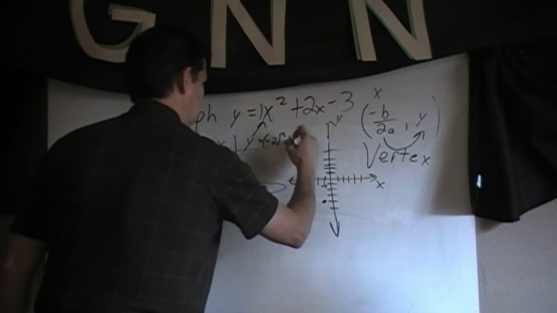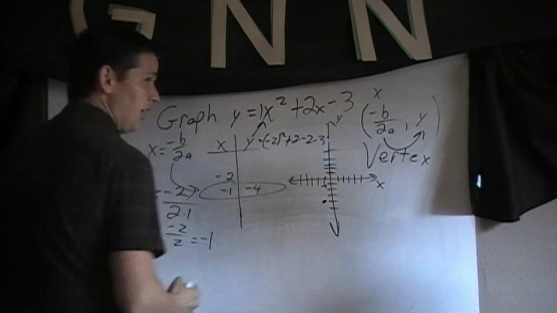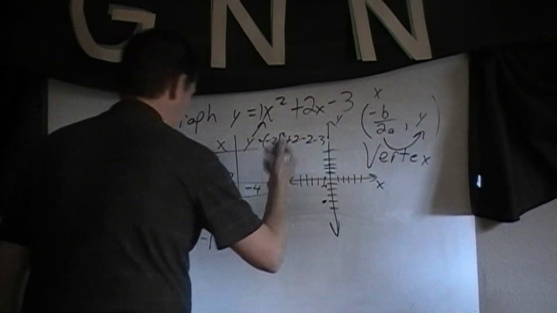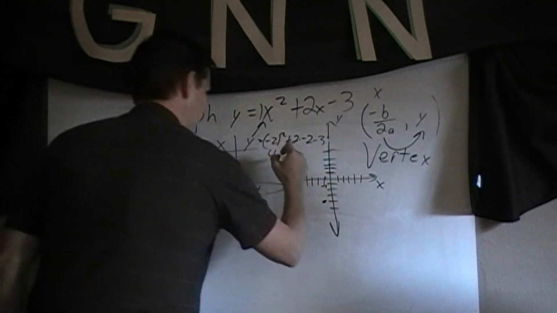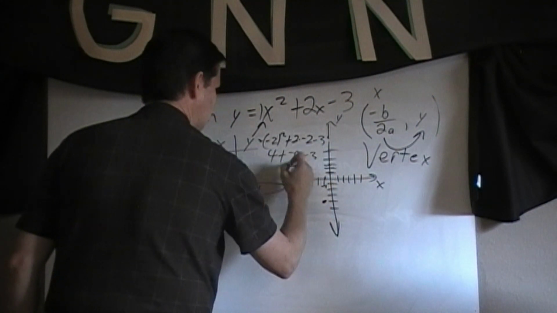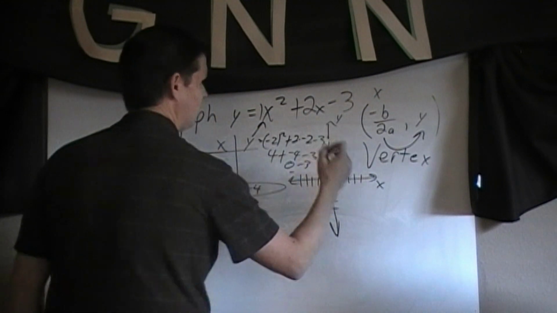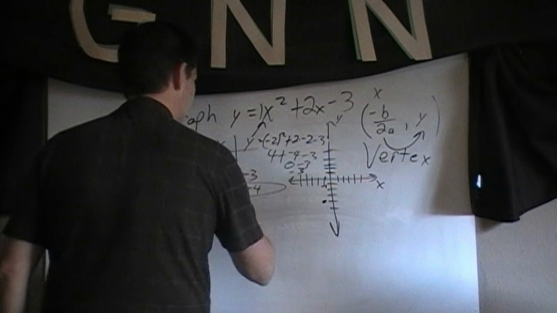-2 squared plus 2 times -2 minus 3. Negative times a negative is a positive. Thank you to our sponsor, Ronnie, for doing that for us. Is 4 plus 2 times -2 is -4 minus 3. So 0 minus 3 is... ding, ding, ding, ding, ding. You're correct. It's -3. So you plug in -3.